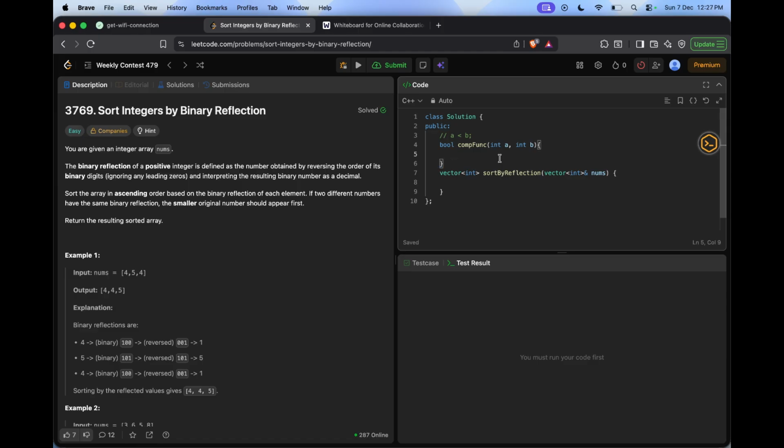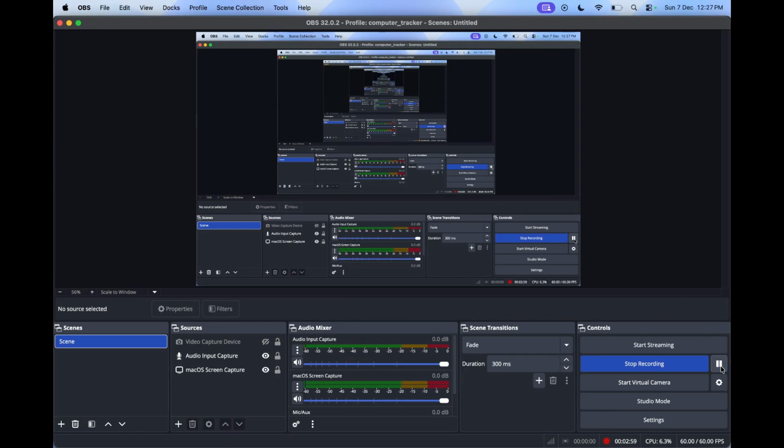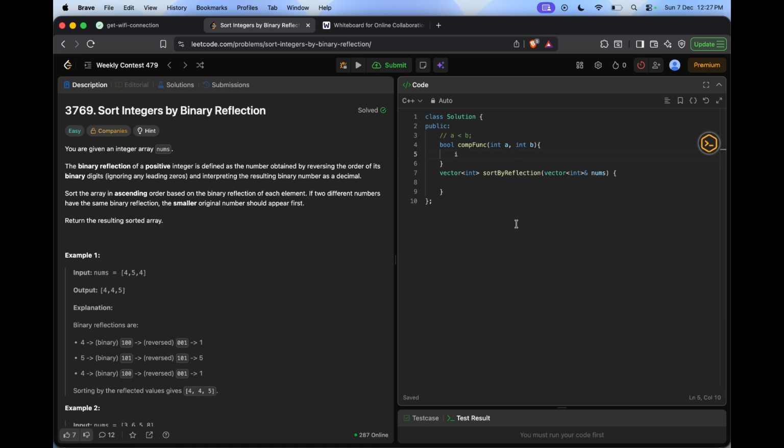Alright, so what do we need? We need the binary representation of our array. Let's denote it as a function named binary, which will return the reversed binary value of our number. The first number is a. We want the binary representation of a, then the binary representation of b.